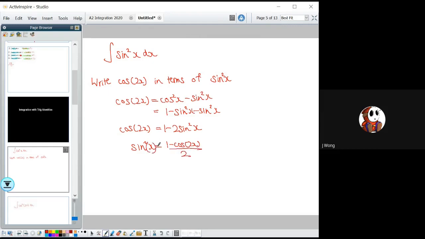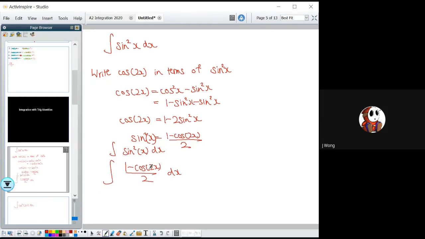Okay? And then you can put it back into the integral. So the integral of sine square x can be rewritten in terms of cos 2x, which is 1 minus cos 2x all over 2. And then we will just concentrate on integrating that. So you can separate it into two fractions, and you have the integral of a half minus a half cos 2x with respect to x.